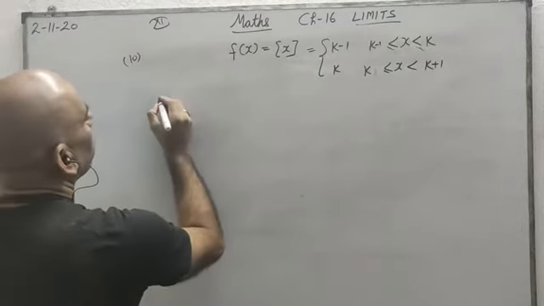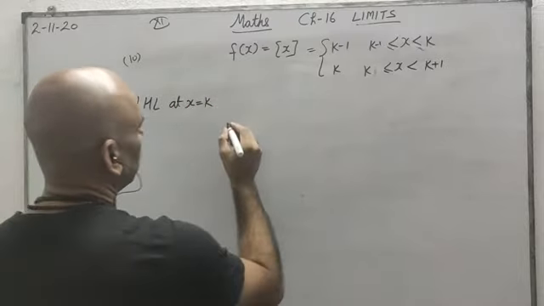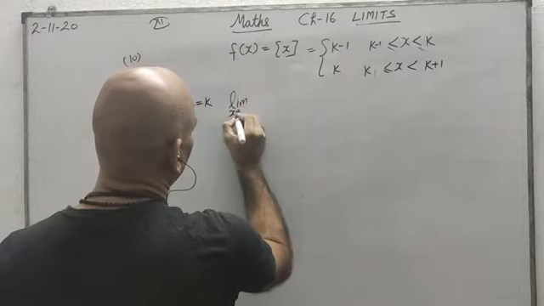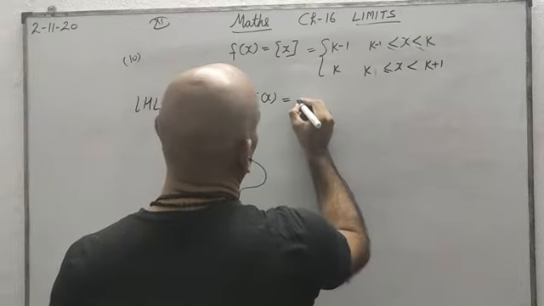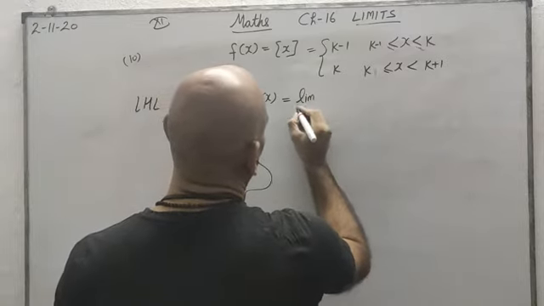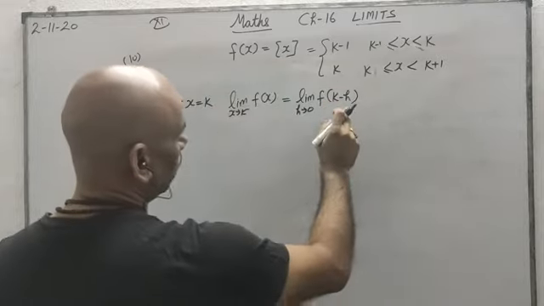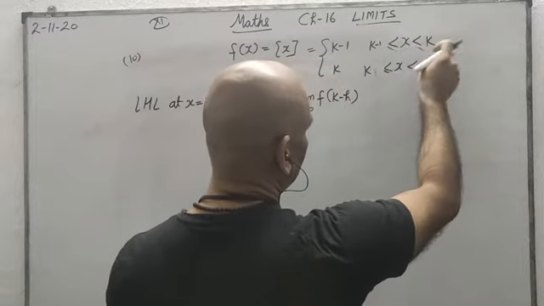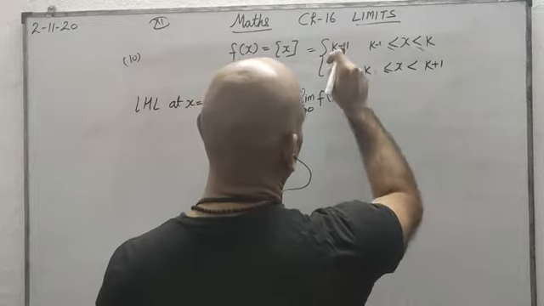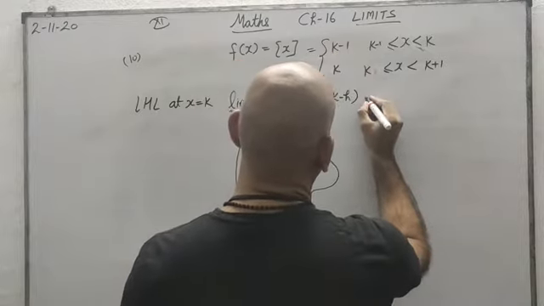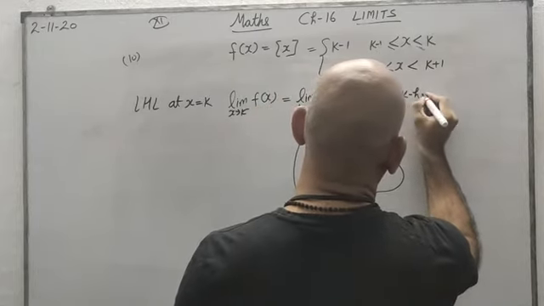Now, LHL at x equal to k. So limit x tends to k negative f(x) is equal to limit h tends to 0 f(k - h). So k - h means the value of x is less than k. So in this case the value of the function will be k - 1. In place of k, I am going to substitute k - h: limit h tends to 0 of k - h - 1.